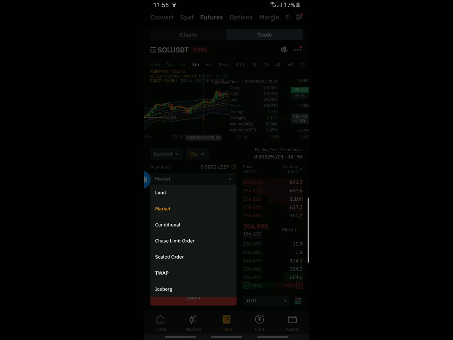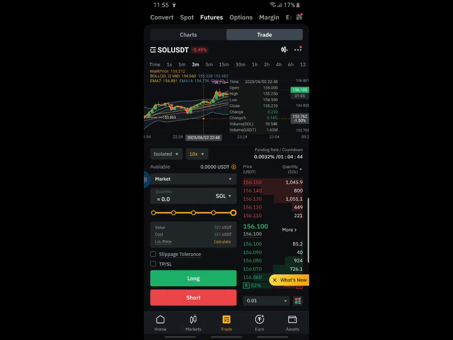So let's say you want to buy. We have what we call limit order, market order, conditional, and chase limit order. Let's say we have market order here. Let's put it in market. It means that you are buying this exact coin. Let's say Solana is at 156.100. We are buying Solana at the rate of 156.100 right now. So if you put it in market order, you are purchasing the trade at that rate.